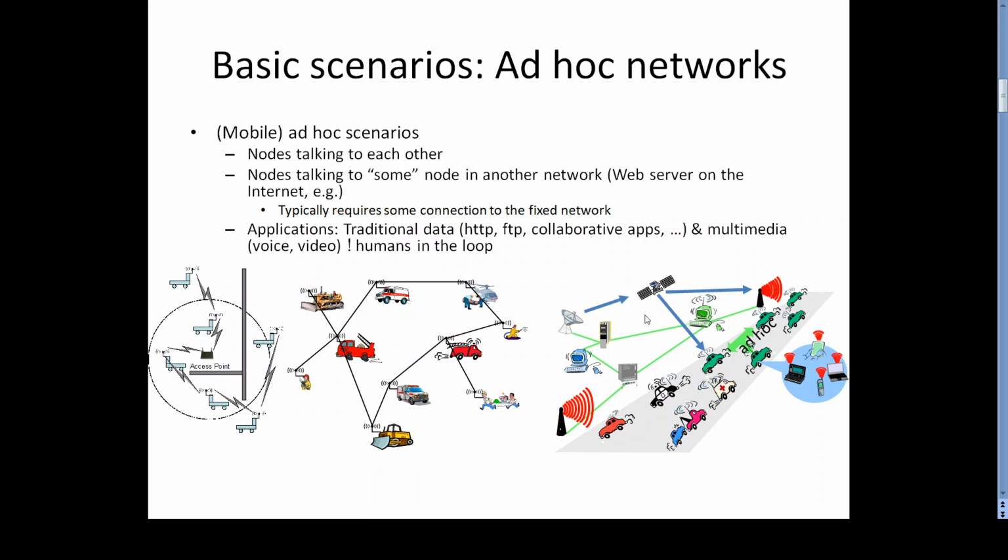This is another example, the communication happening between satellites or antennas. So this is about ad hoc networks. Here nodes talk to each other, and nodes talk to some node in another network. What are the applications in ad hoc networks? We can transmit traditional data like HTTP, FTP or collaborative apps, and we can use it for multimedia as well, voice, video and all.